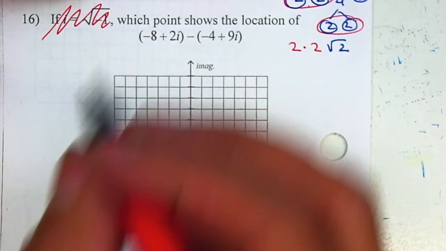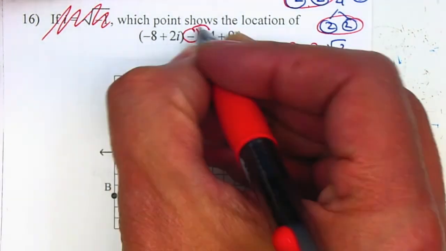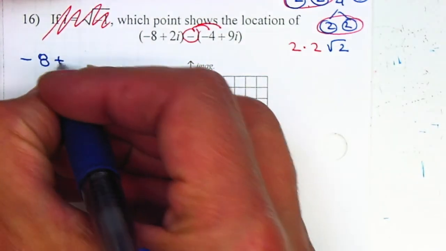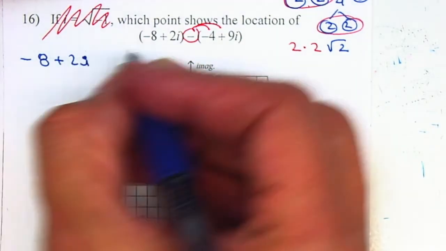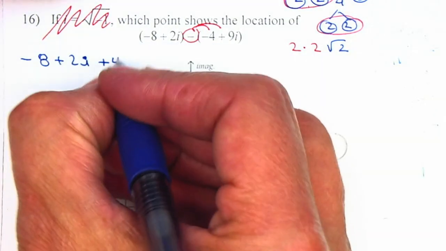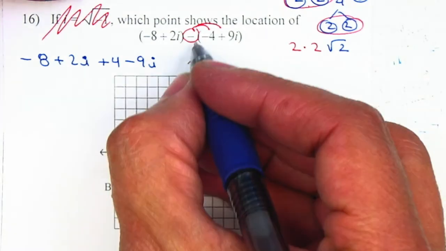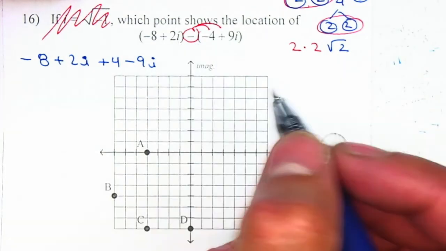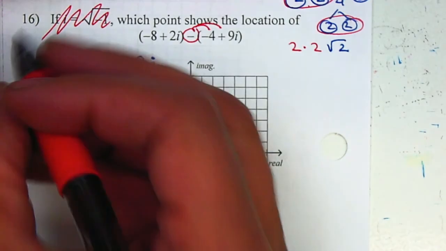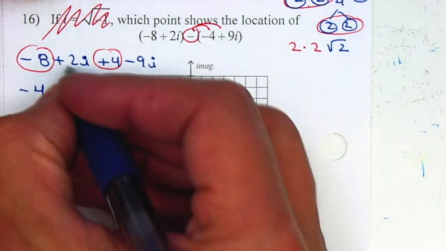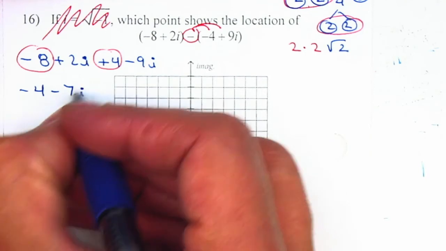But in this case, we have a minus, so we just want to distribute the negative to each one of them. We're going to end up with negative 8 plus 2i. Negative and negative is a positive 4. Negative and positive is a negative 9i. Remember, it's like distributing the negative 1. From here, I'm just going to combine like terms. That gives us negative 4 minus 7i.